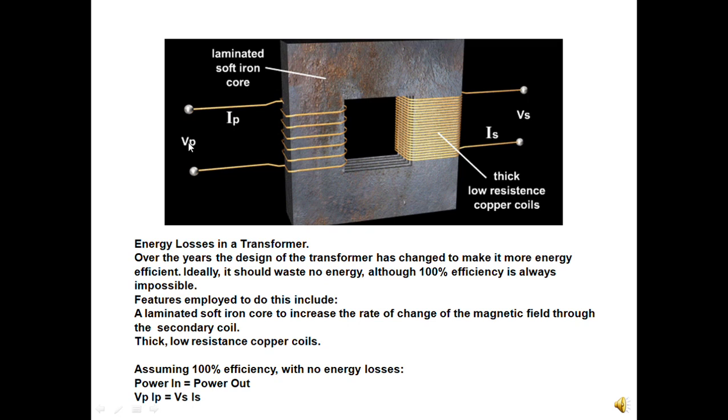However, the power is the PD times the current. So if I double the PD from here to here, so if Vs is twice as big as Vp, then Is must be half as big, so that V times I here equals V times I here. If I make that twice as big as that, then that has to be half the size of that, so that this times this equals this times this.